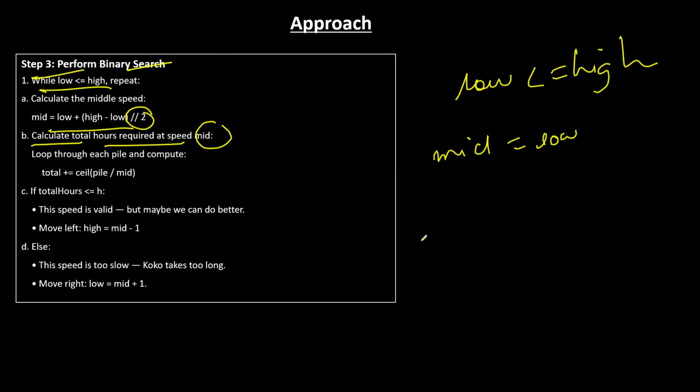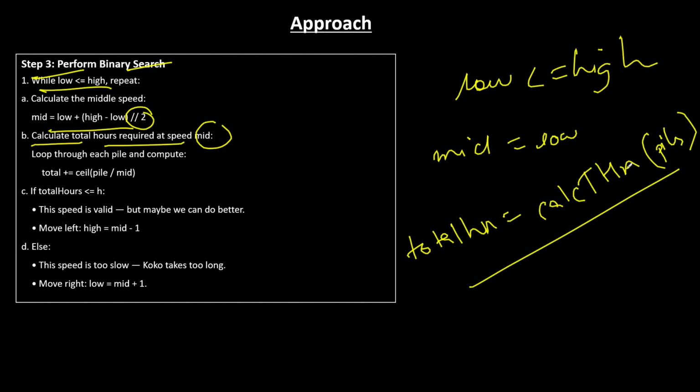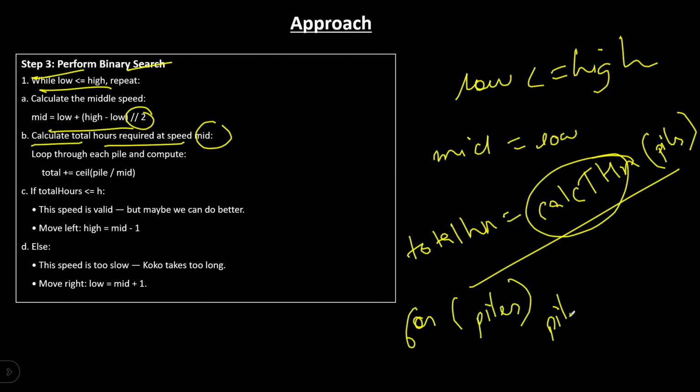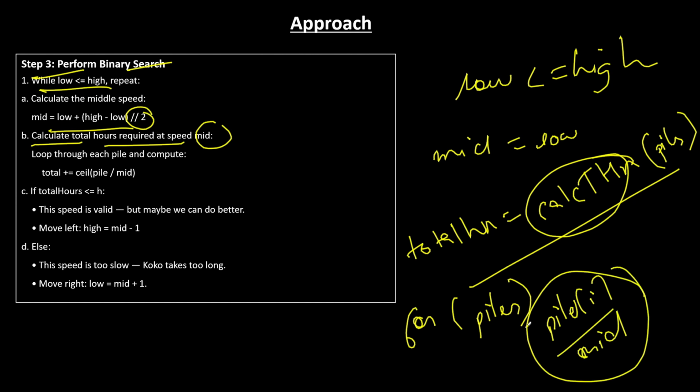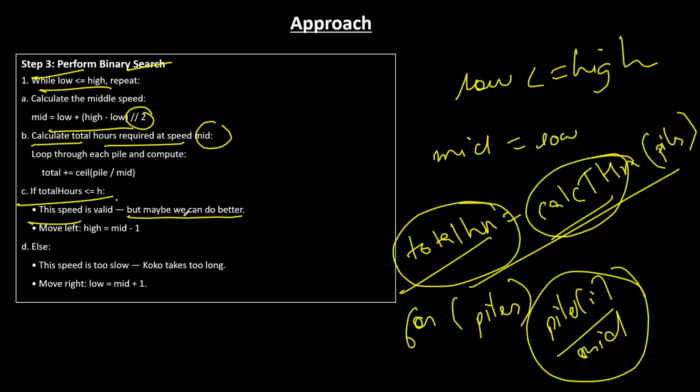So what will happen? It will return total hours, okay? Let it be hr, for total hours, I'm writing in short form. We send here the piles and the mid value, and this function will loop through the complete piles array, and piles of i will be divided by the mid value, rounded up, okay? We sum these values and return from here and store it in the total hours, and then we check if it is less than or equal to the given h, that means the speed is valid, but maybe we can do better, right?